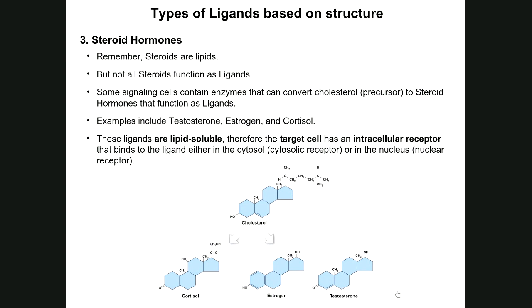What they found is some ligands have a chemical structure very similar to a steroid called cholesterol, but cholesterol is not a ligand, but these are ligands coming from it. So they're steroids, but since they function as ligands, unlike cholesterol, they call them steroid hormones.